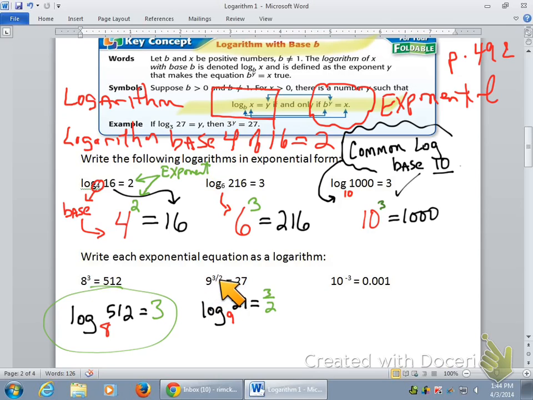Is 9 to the 3/2 power 27? Yeah, because we did this yesterday. Yeah, it is. 9 to the 3/2 is 27. Because you can take the square root of 9, and that gets a 3, and then 3 to the 3rd is 27. So this works out.